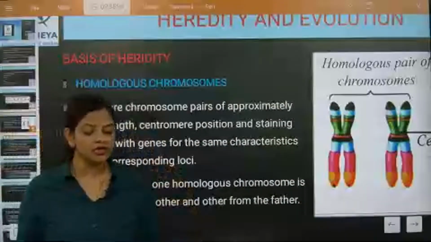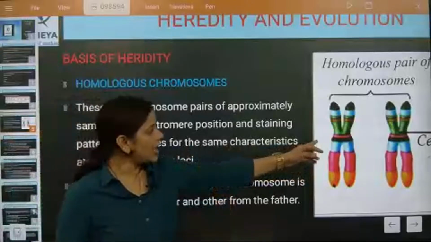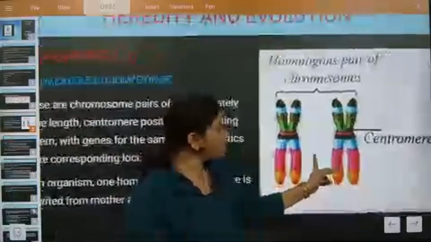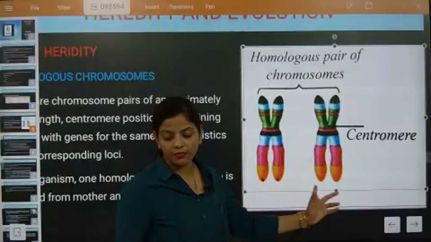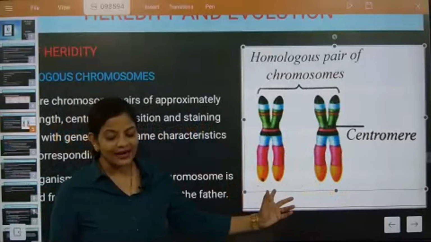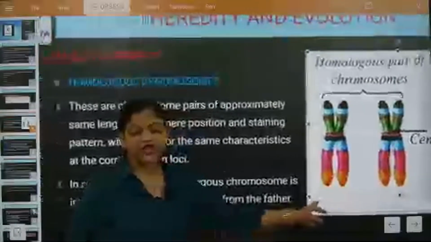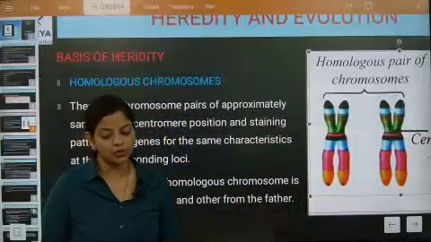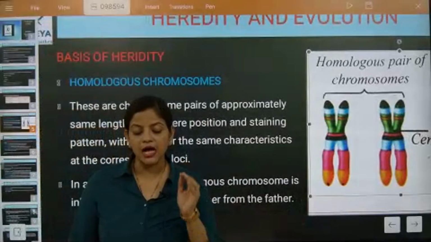So, homologous chromosomes, already I discussed. This is the centromere, the central part is called the centromere, and this part is called the telomere. And you will be seeing a drastic similarity between them. Such type of chromosomes are called homologous chromosomes, where the traits or the characteristics are more or less similar.